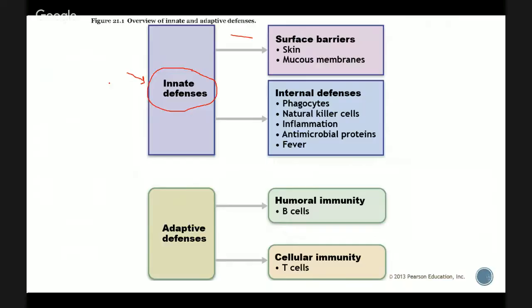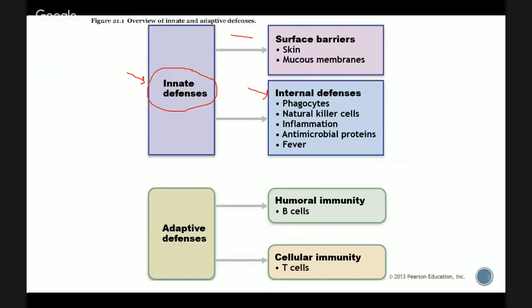And so if we look at the surface barrier as that external wall, we look at the next one down, the internal defenses, as sort of like the soldiers, the fighters. These are the things that are going to be there if we get a breach of the first line of defense. So this is our second line of defense. This is our internal defense, but these are non-specific. So these are available to each and every one of us as long as we're healthy and normal.